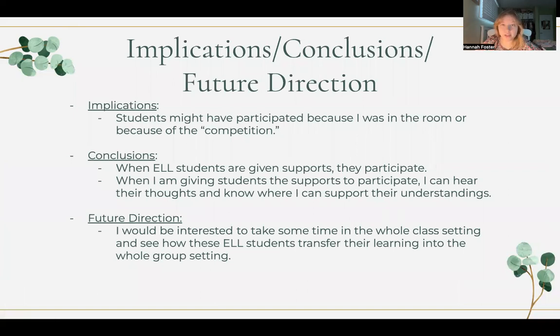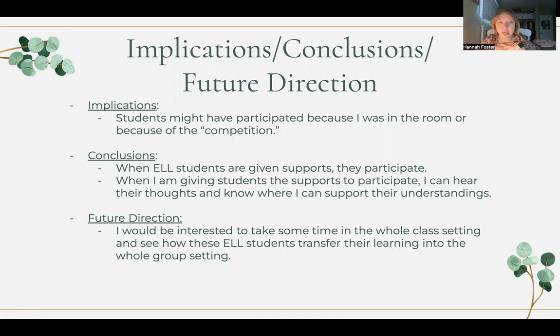There were a couple implications. There was a competition to see how my whole class was participating in this study, but I specifically looked at just those 5 students and then those 2 smaller groups of students. So students might have participated because I was in the room and I was giving them a little more support, or because of the competition. They might have wanted to win. And so if we pulled out of that competition, would the students still use the supports? And that obviously is a question that I would love to really be able to find out the answer for.